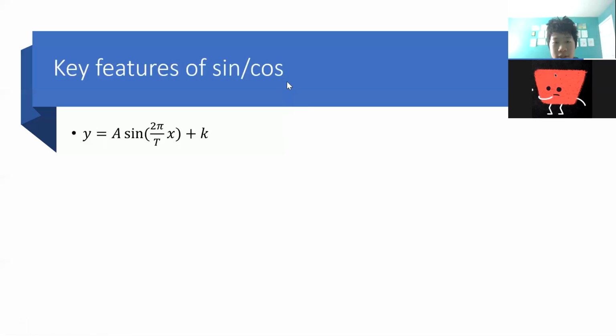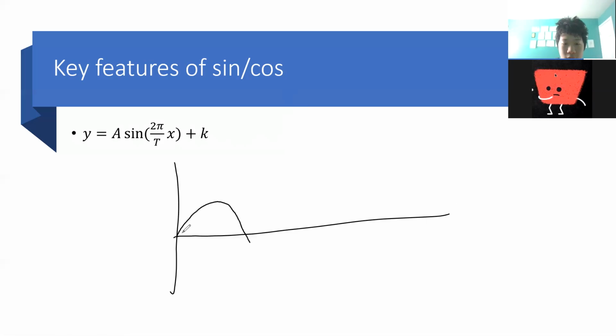Okay, so now we're going to look at the key features of a sine and cosine graph. So I'm going to just draw a sine graph. Just for the sake of it, we could have chosen cosine. So we have these things that tell us how to graph this graph, right? We could graph the standard sine of x, right? The standard sine of x, we can graph that.